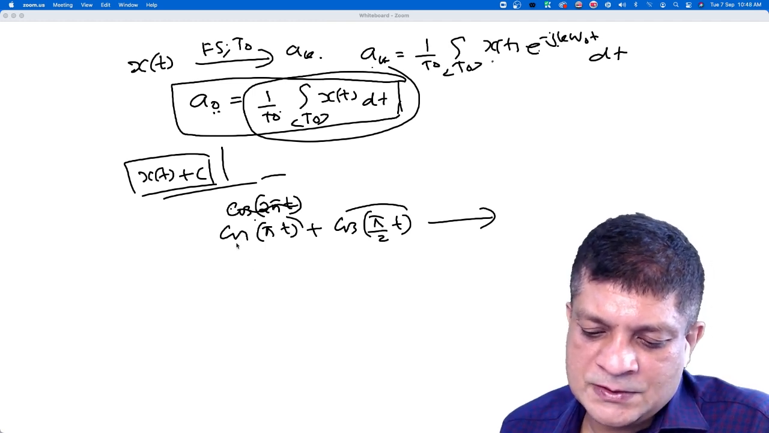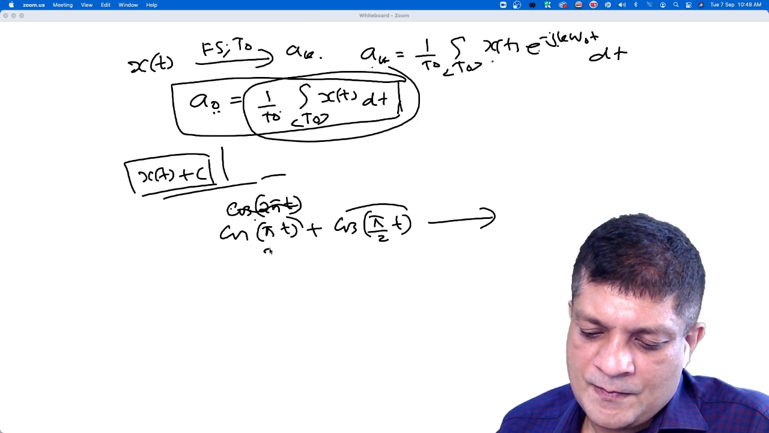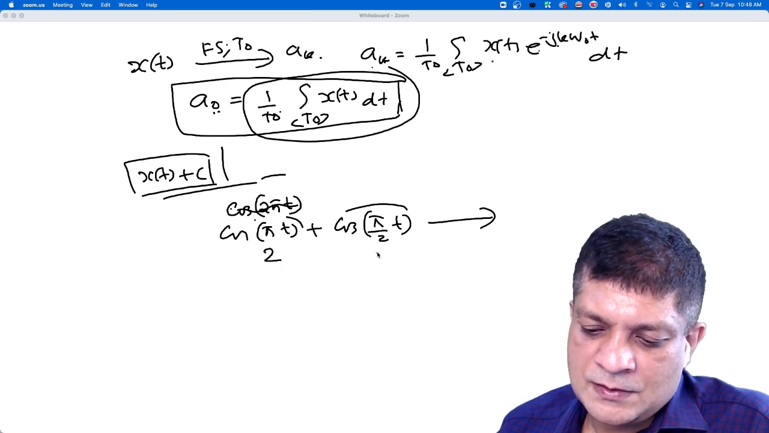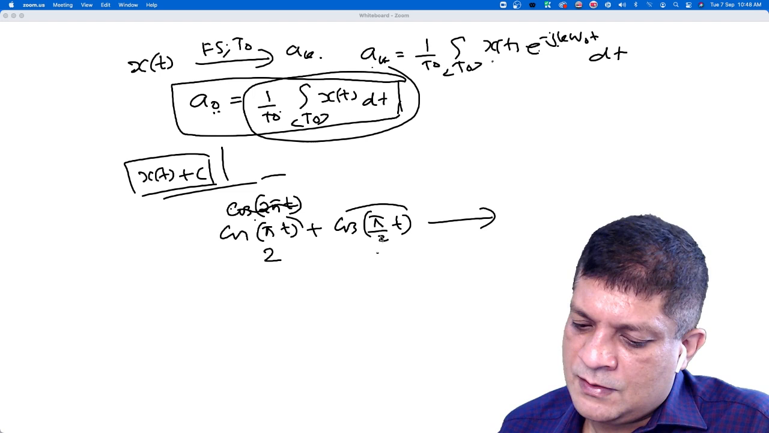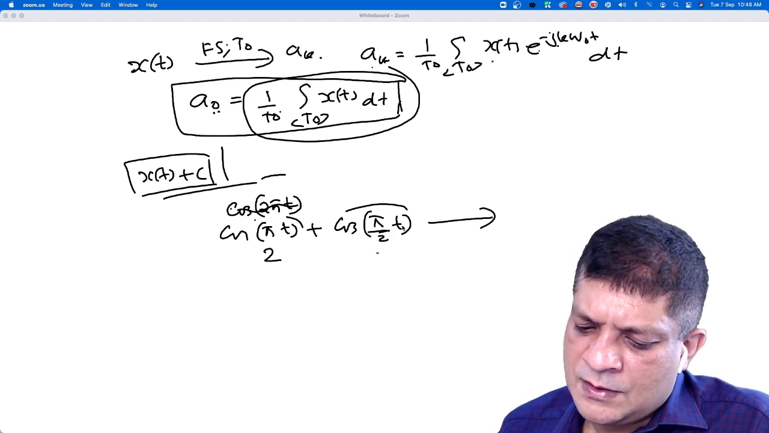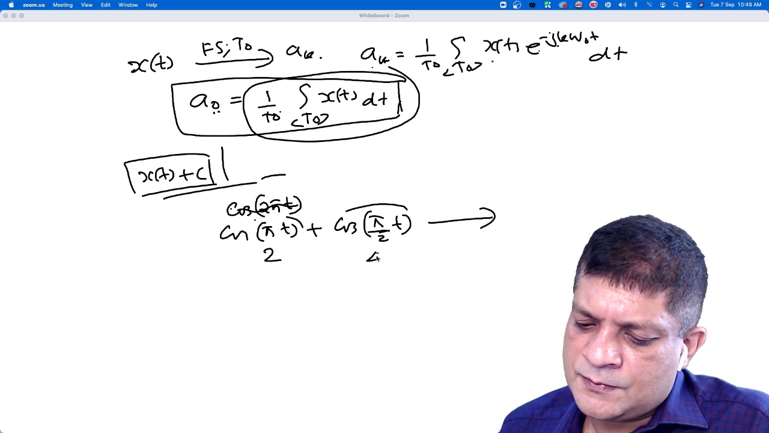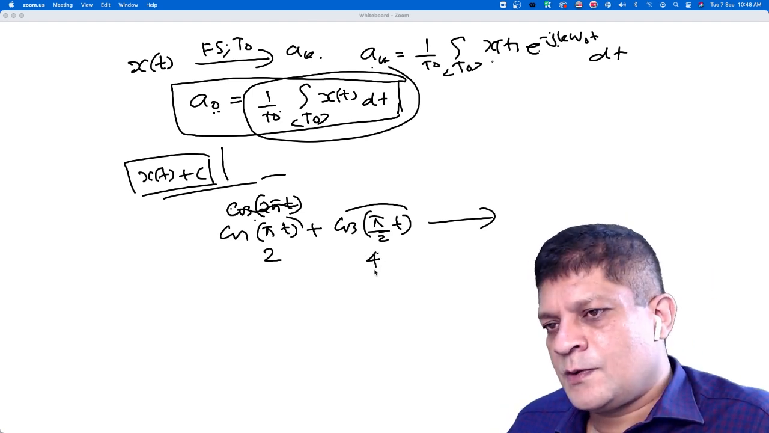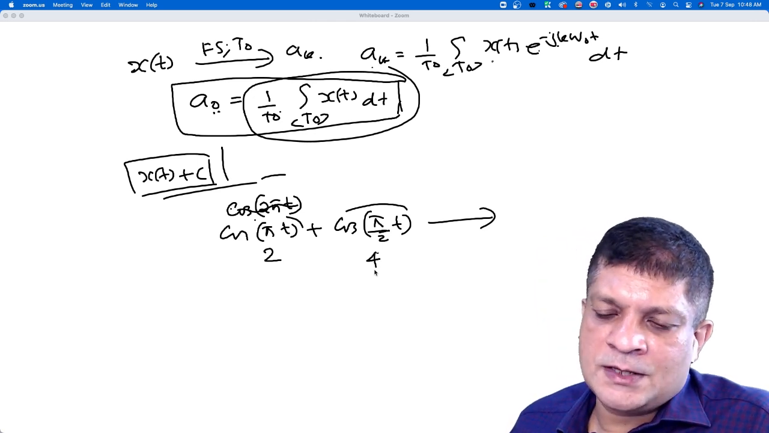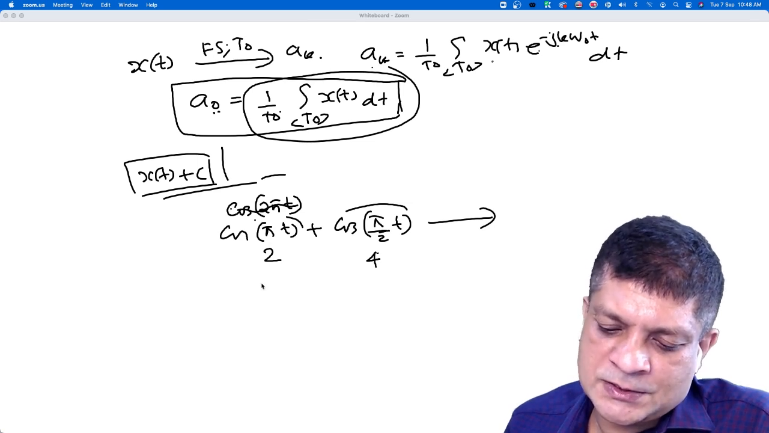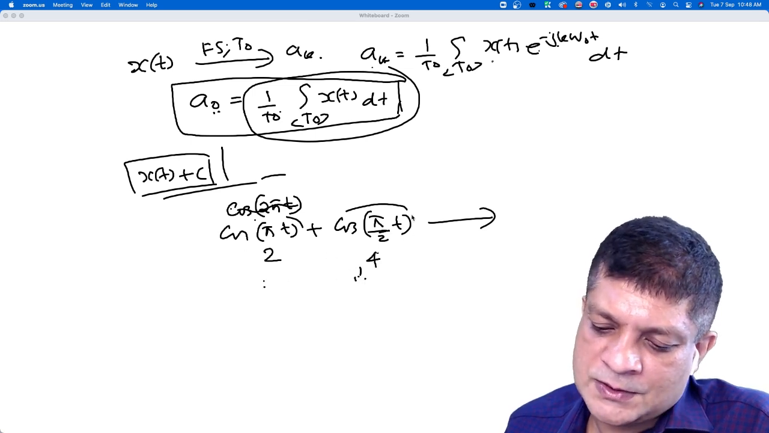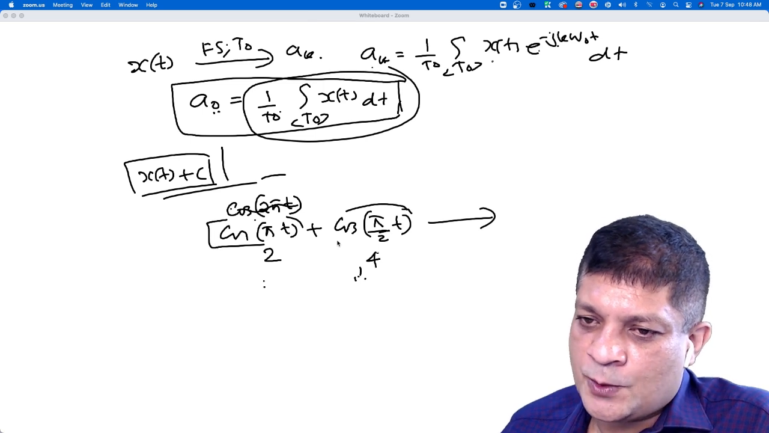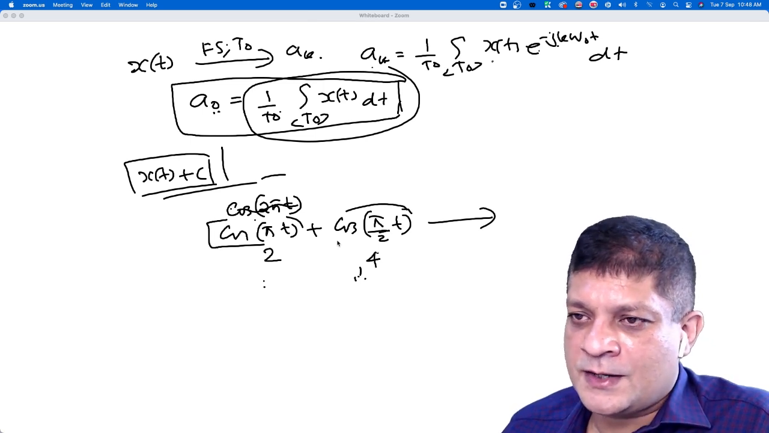What is the period of the first signal? 2. And what about the second? 4. So it is 4, isn't it? So can we directly apply the linearity property here? If we find the Fourier series coefficients of this, and of this, and add those two, will we get the Fourier series coefficients of the sum of these two? No. You cannot add them directly.